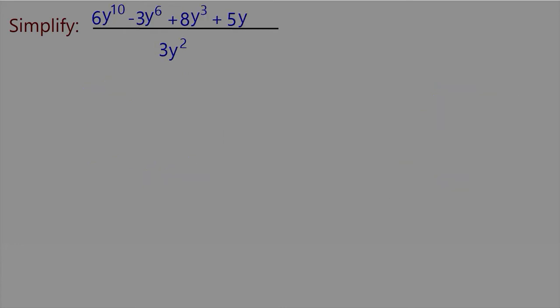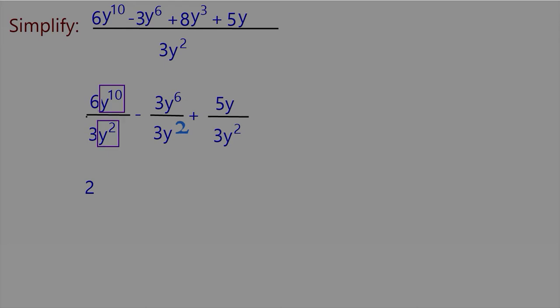And we have now reached the final example. We can separate the terms into fractions, then solve. 6 divides into 3, leaves 2. Y raised to the power of 10 divided into y raised to the power of 2 equals y raised to the power of 8. Three divided into 3 will cancel. Y raised to the power of 6 divided into y raised to the power of 2 equals y raised to the power of 4.